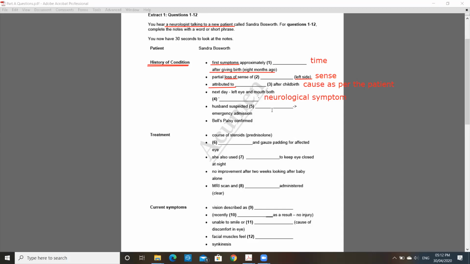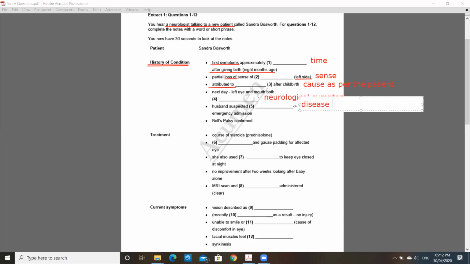For a symptom here. Then husband suspected, and this is very common when the notes are taken, to use an arrow. So the arrow indicates led to, resulted in. So it resulted in emergency admission. Husband suspected something and therefore emergency admission. So what kind of word would I be looking for here? It is a disease condition. Again, it was not the real diagnosis.